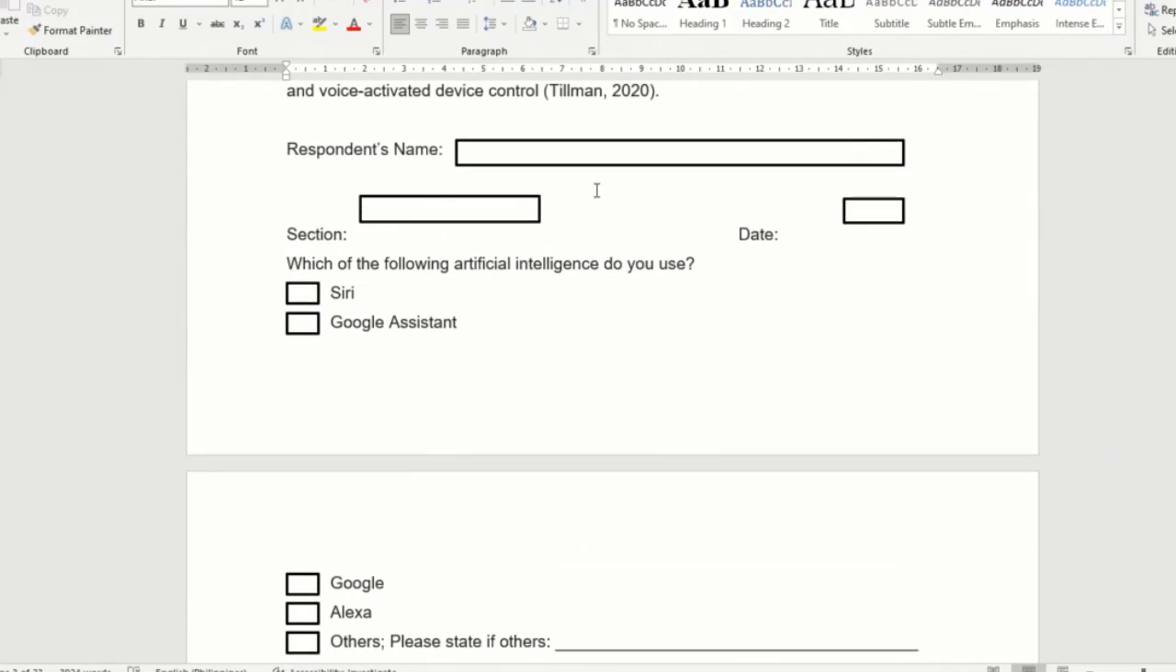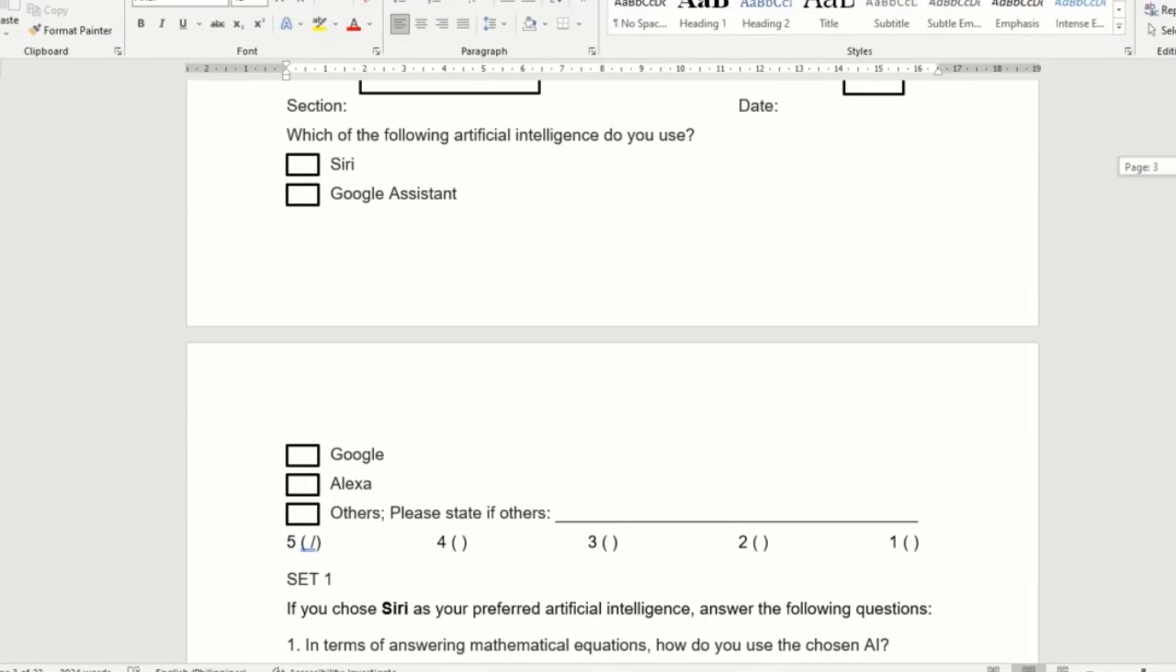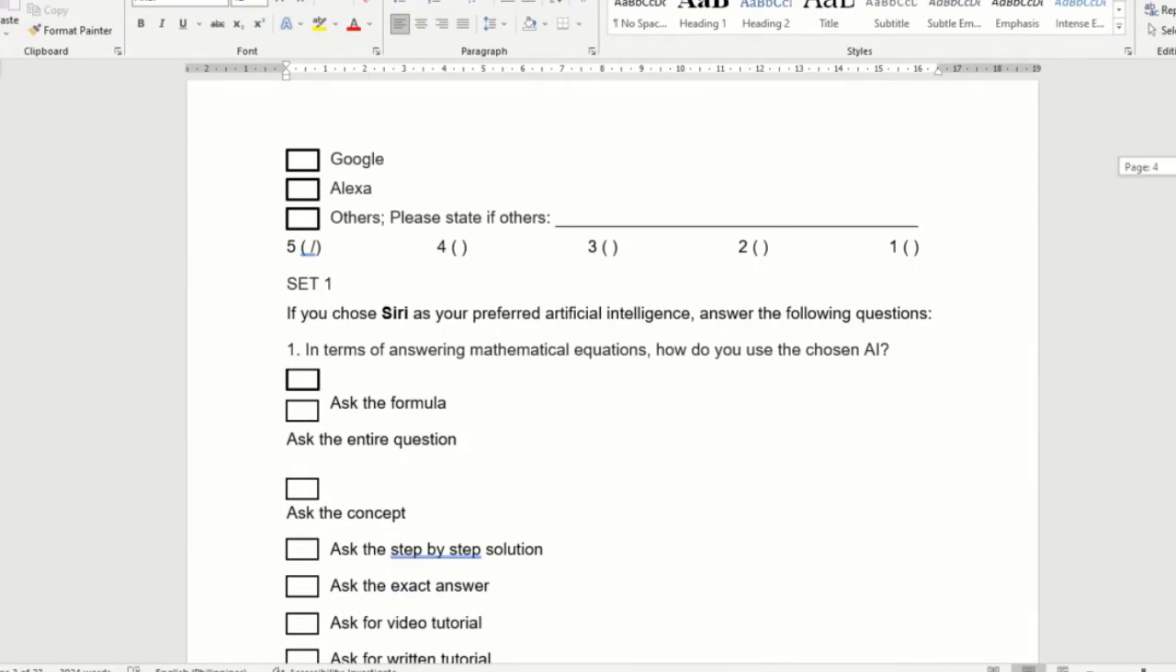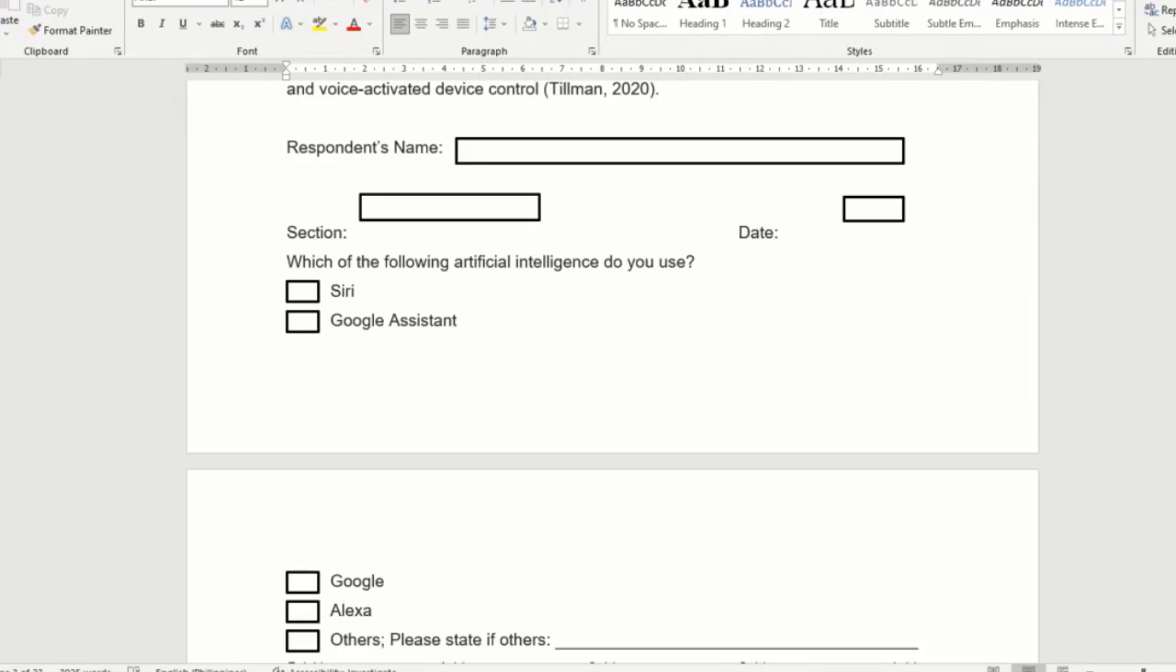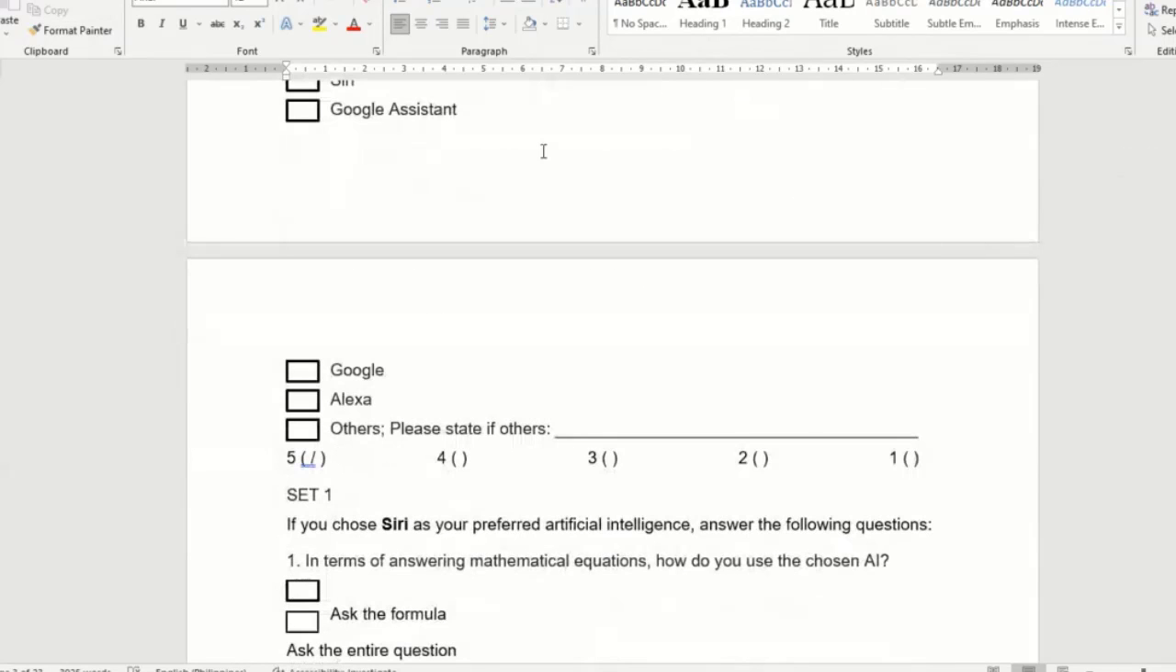So here starts her actual questionnaire. The questionnaire starts with the respondent's name, but I think this is not required. And then section, date, and then which of the following artificial intelligence do you use? So the researcher is going to ask the grade 11 students about the artificial intelligence product or platform that they use. And this is my rating. Of course, I rated that 5, because imagine if they do not actually use it. Just imagine if you didn't have this question, and the researcher just assumed that the grade 11 students are using artificial intelligence, but then they don't. If she did not ask this first question, all of the rest mean nothing.